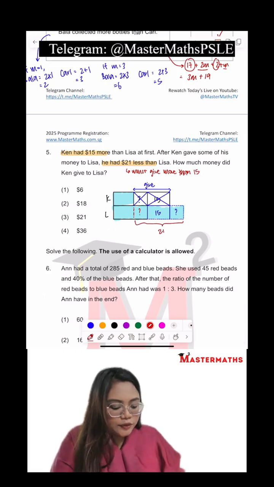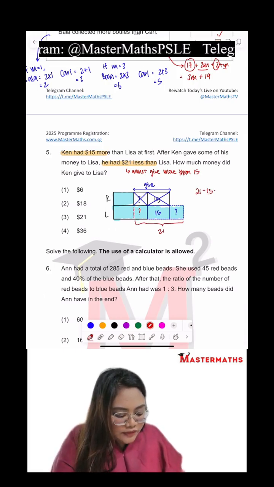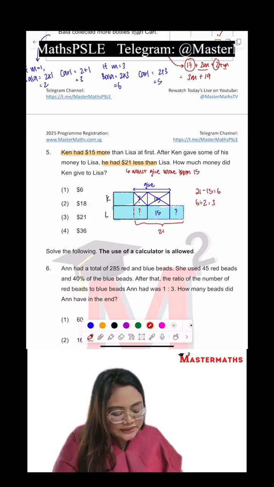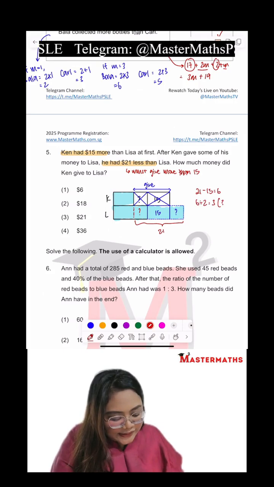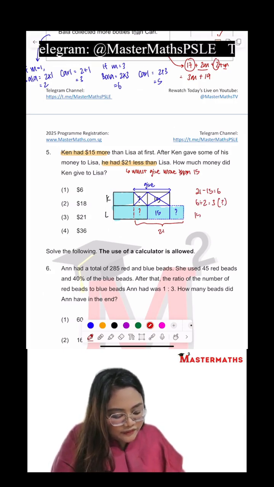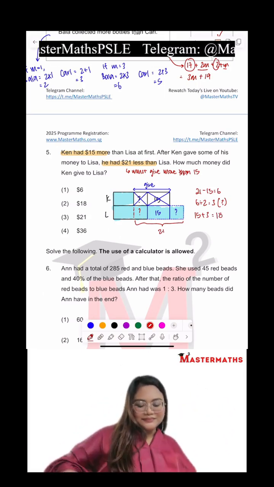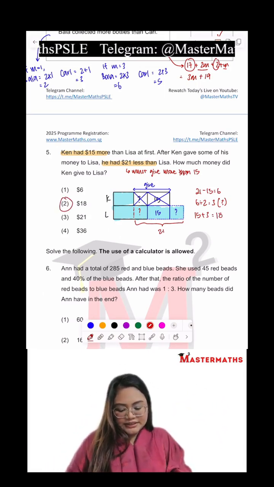Okay, so 21 minus 15 to give you 6, 6 divided by 2 to give you each of the question mark, and then you have to give 15 plus 3 to give you 18. That's all. Okay, so your final answer would be $18.